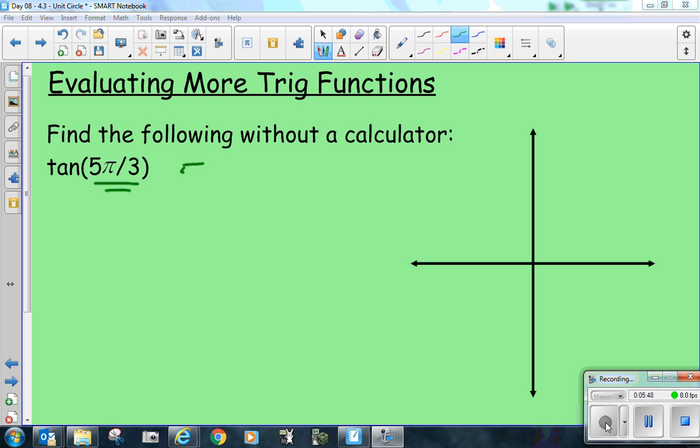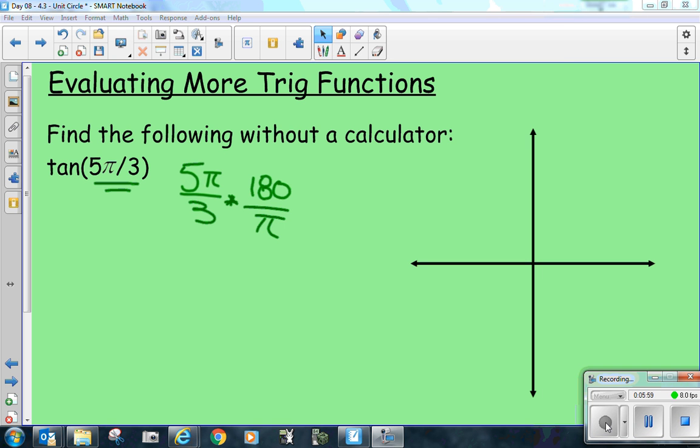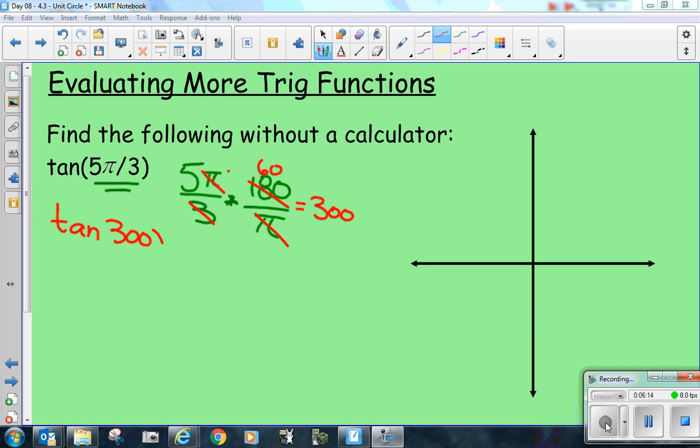So if I have 5 pi over 3, I multiply by 180 over pi. Cancel. 3 goes into 180 60 times, and 5 times 60 is 300. Good. So I need to find the tangent of 300. Questions? Any questions? Okay. Let's do that.